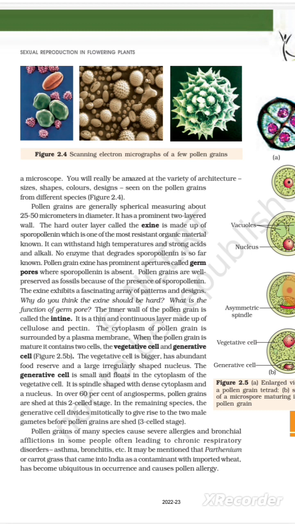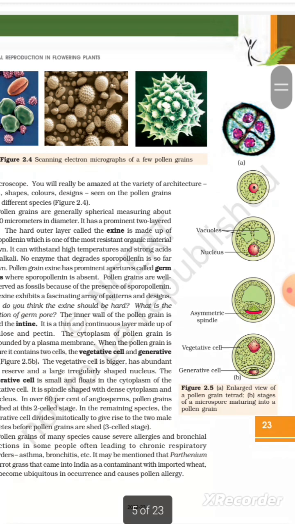It may be mentioned that Parthenium or carrot grass, which came into India as a contaminant with imported wheat, has become ubiquitous in occurrence and causes pollen allergy. Figure 2.4, scanning electron micrographs of a few pollen grains. Figure 2.5a, a enlarged view of pollen grain tetrad. B, stages of a microspore maturing into a pollen grain.